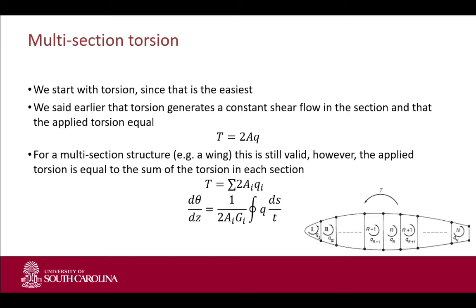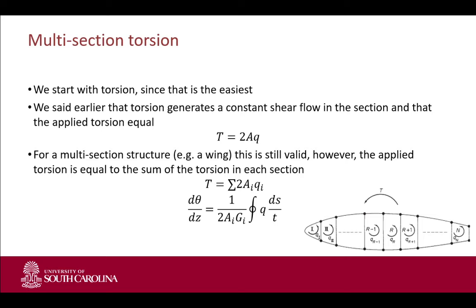And the last thing that we also start with torque and torsion is it twists a body, and that twist we can represent either by the total twist or the rate of twist, so dθ/dz. If we recall that equation, that's equal to 1 over 2 times the enclosed area times the shear modulus, and the integral of q ds over t.